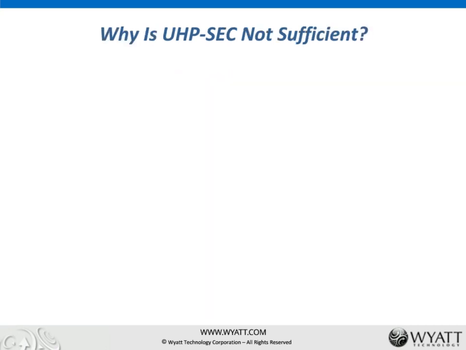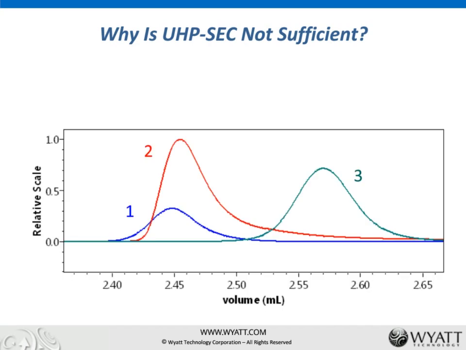Like SEC, when we use UHP-SEC alone with a concentration detector, we can only estimate the molecular weight based on the sample's elution volume, like those three proteins shown here, and then refer to the column calibration curve created by a series of known molecular weight standards.